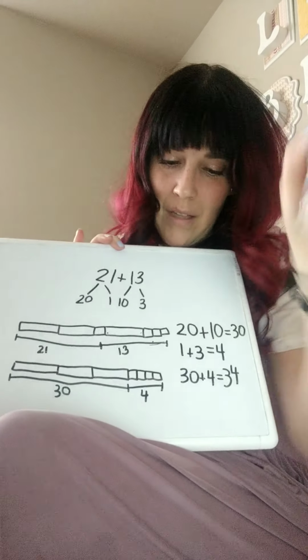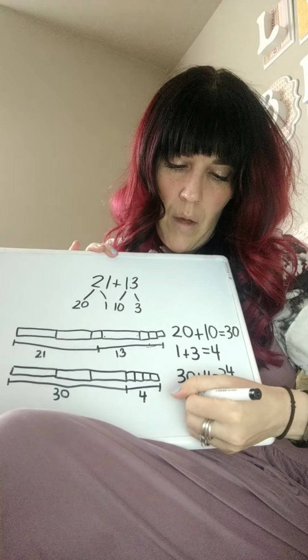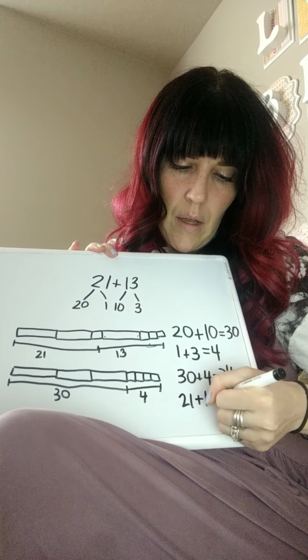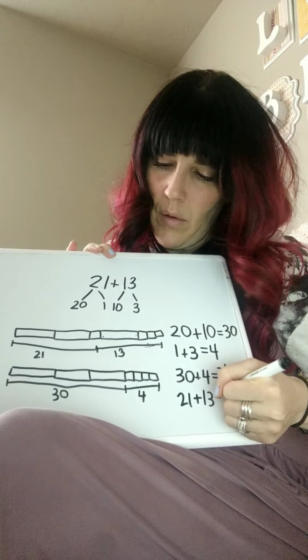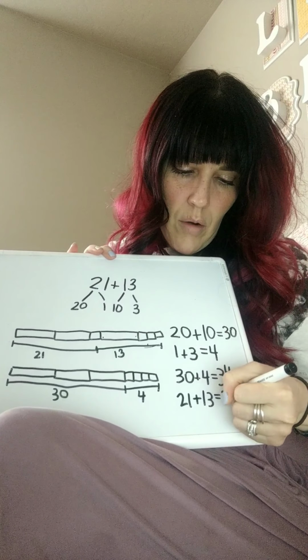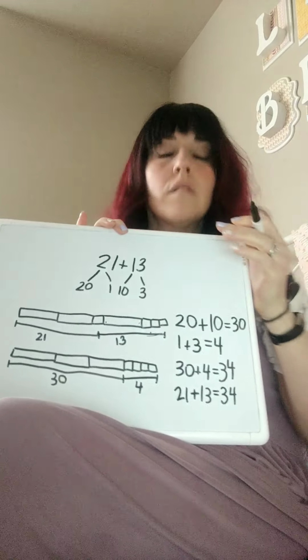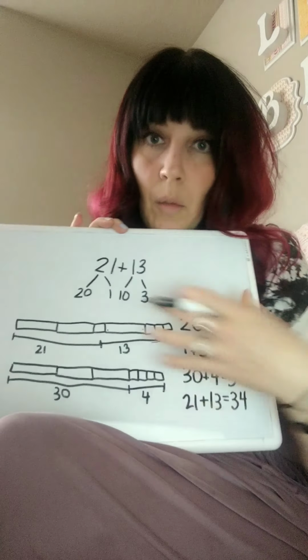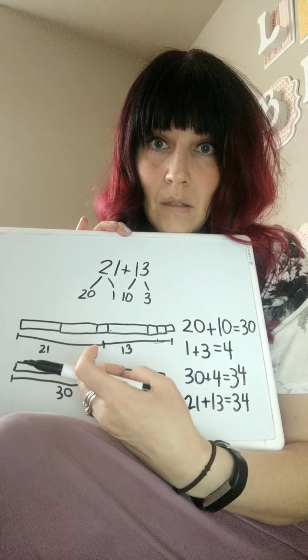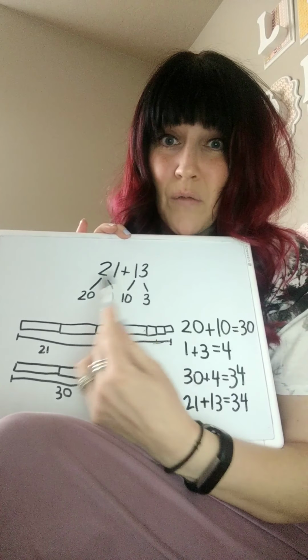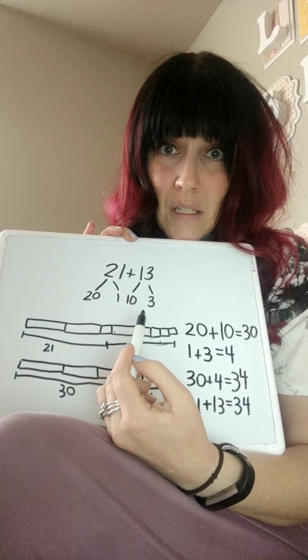And that means that 21 plus 13 equals 34. Now, a lot of you I know can probably look at this and just look at the problem and be able to combine the 10s and the 1s. You could even probably just decompose the numbers and just from this be able to figure out your answer.